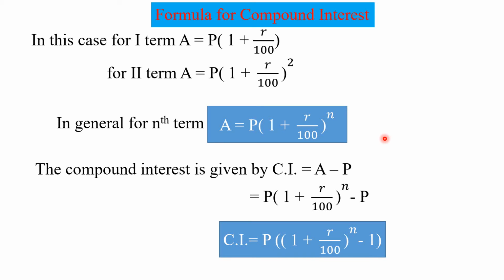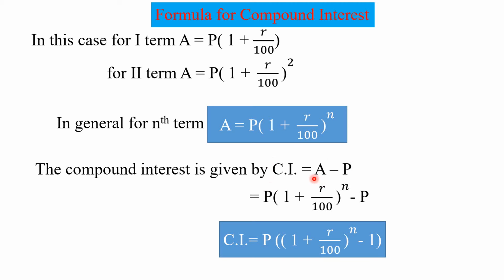We also saw the formula in simple interest: A = P(1 + R into n divided by 100). And in compound interest, the formula becomes P(1 + R divided by 100) raised to n. So this is the difference between the formulas of compound interest and simple interest. In simple interest, R into n, and in compound interest, R divided by 100 raised to n. The compound interest is given by CI = A minus P. Amount minus principal is known as compound interest.